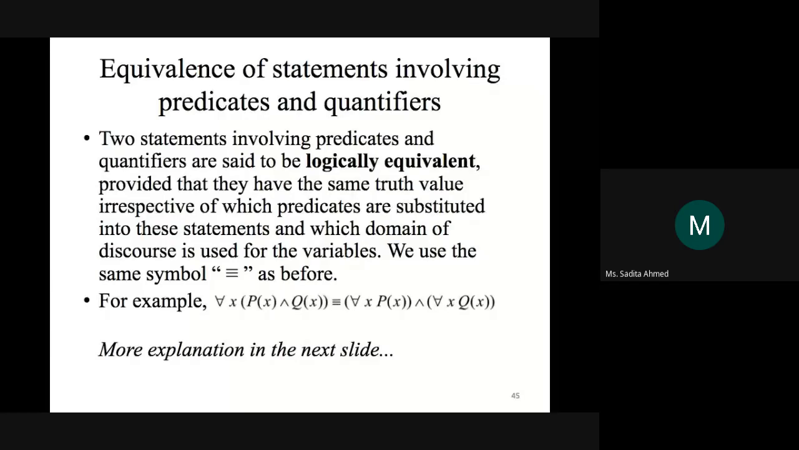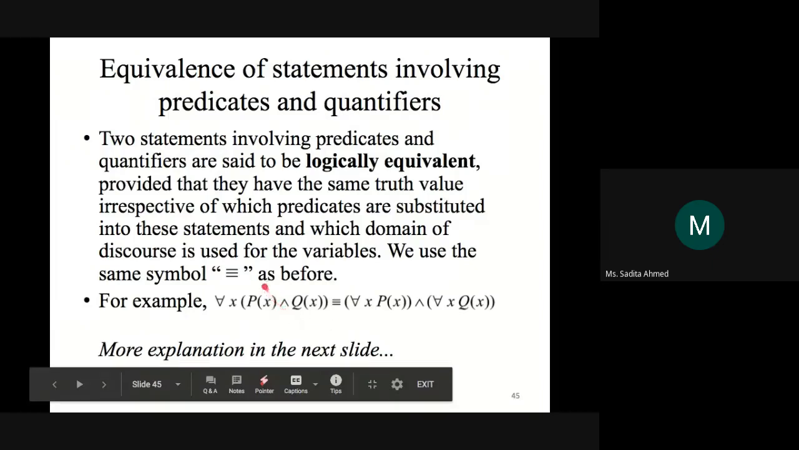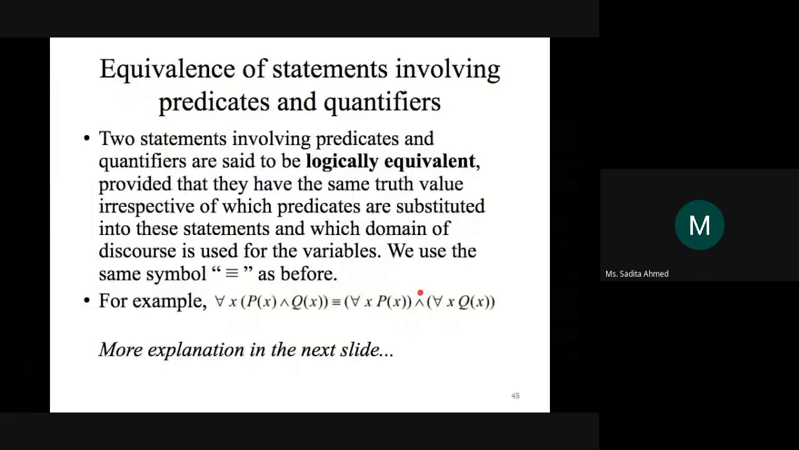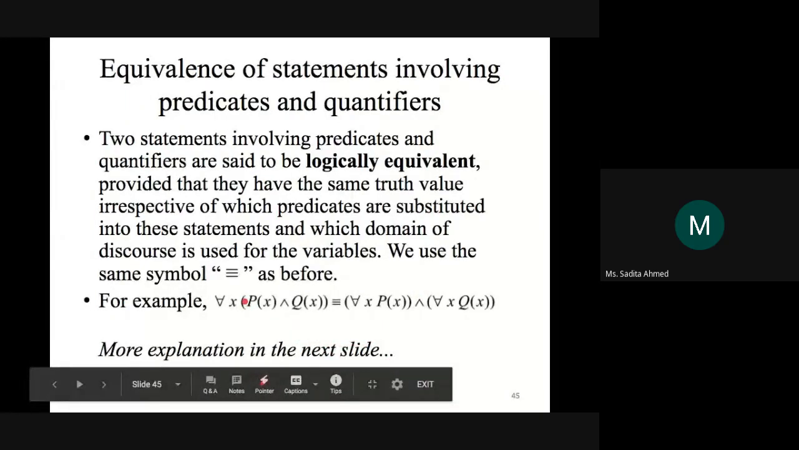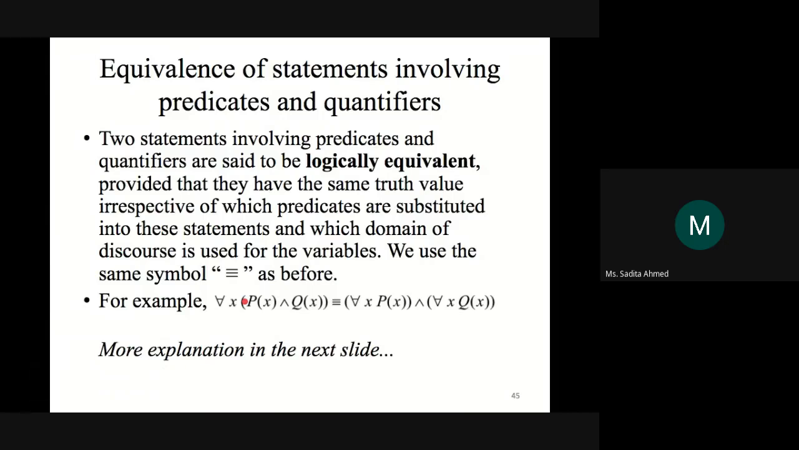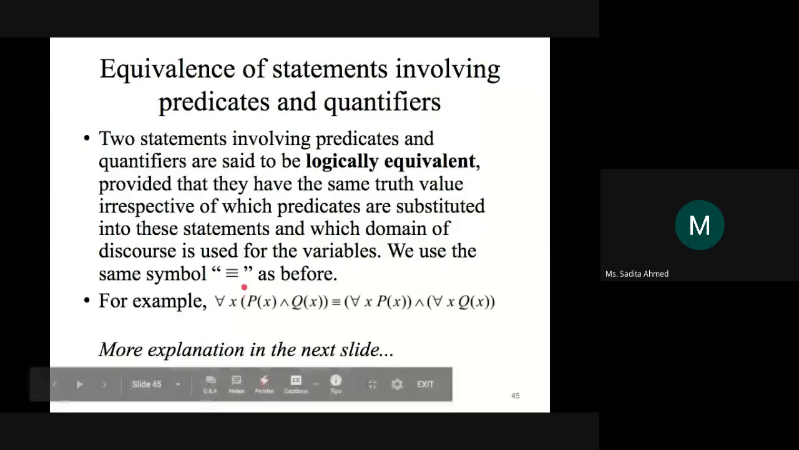When can we say that two statements involving predicates and quantifiers are logically equivalent? Look here, for example, these two statements, you have one on the left-hand side, another one on the right-hand side. These two are logically equivalent. And when can we say that they are logically equivalent? When, regardless of whichever predicate or whichever propositional function you use here, and whichever domain is used for both these statements, they still have the same truth value.